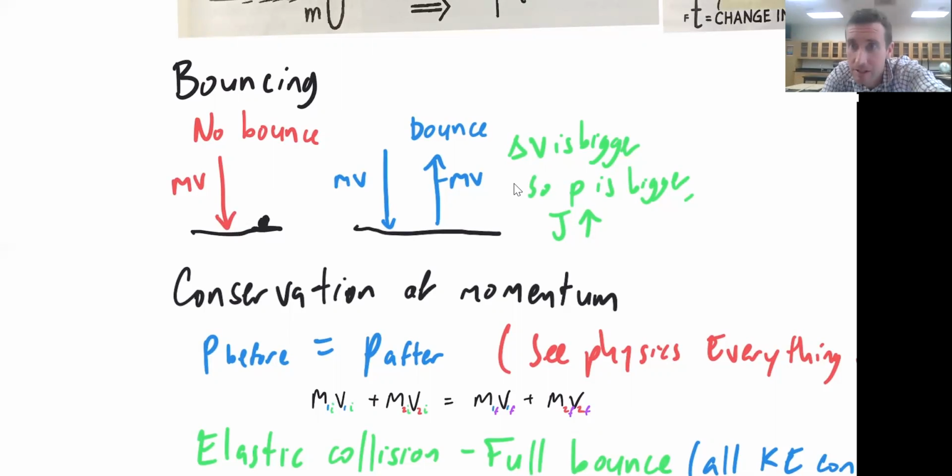So that bounce has the down component plus the up component. So when an object bounces, it has twice as much change of velocity, which means twice as much change of momentum, which means a much bigger impulse. So if something bounces, it exerts a bigger impulse and thus a bigger force on the object that it's bouncing from. So bouncing will do much more force than just sitting and sticking.